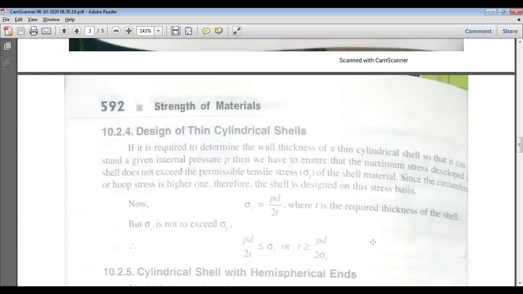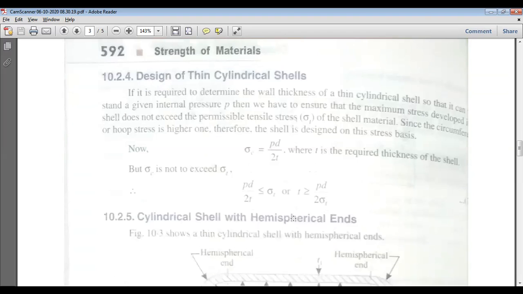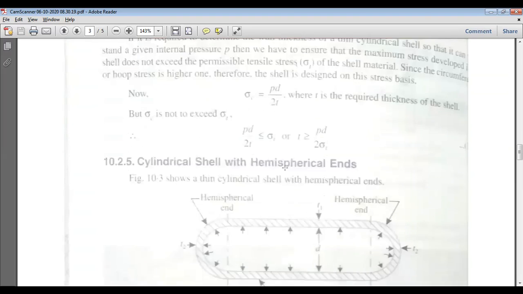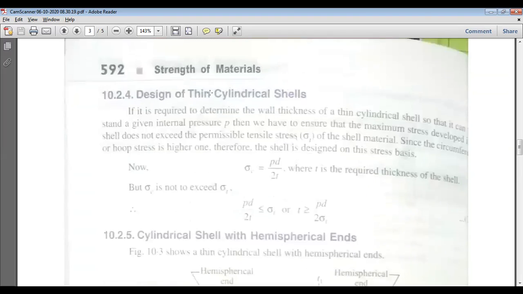So design is done by first finding the compressive stress by PD by 2T. Then we have to find the thickness. Because the permissible compressive stress is given for a particular material, this way we will be finding the thickness. Now, cylindrical shell with hemisphere. So we have found the thickness of the cylindrical shell.